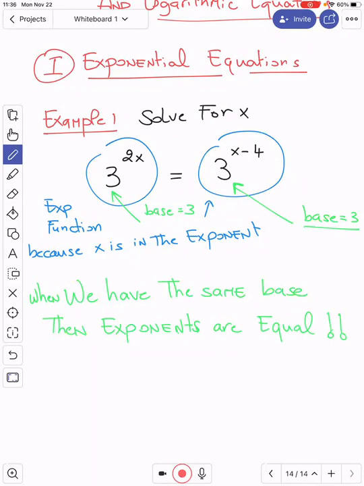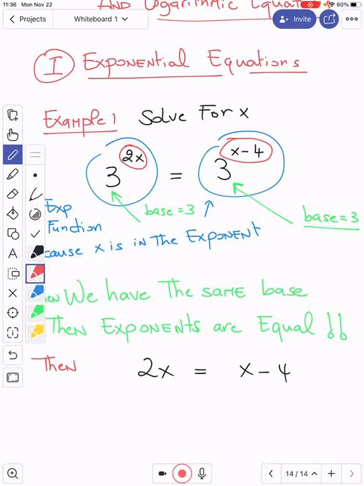Okay, so in other words, the exponent here is 2x, right? The exponent here is x minus 4. What we are saying is that because we have the same base, we have the same powers. So these powers are equal. So then 2x is equal to x minus 4, right?